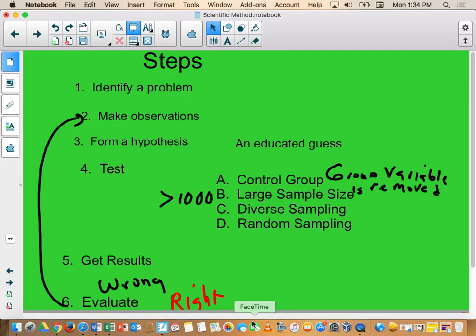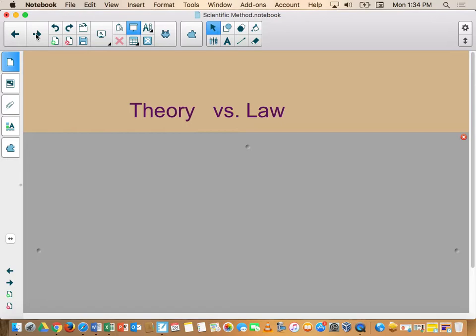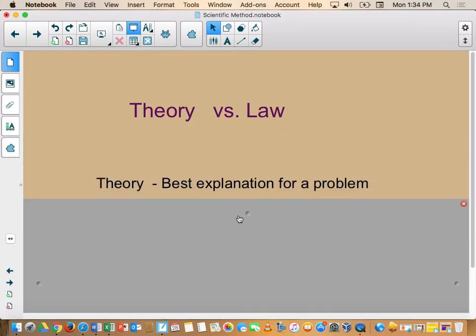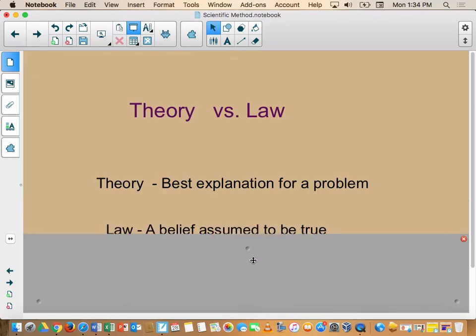Now, when we move forward, there are 2 possibilities. Eventually, we can form what's either called a theory or a law. Now, are these the same thing? No, they are not the same thing. What's the difference between a theory and a law? A theory is the best explanation for a problem: evolution, the Big Bang, things that we believe to be true, but we can't quite prove them 100% yet. A law is a belief assumed to be true. We can never say it's 100% true, but we're going to assume it's true.